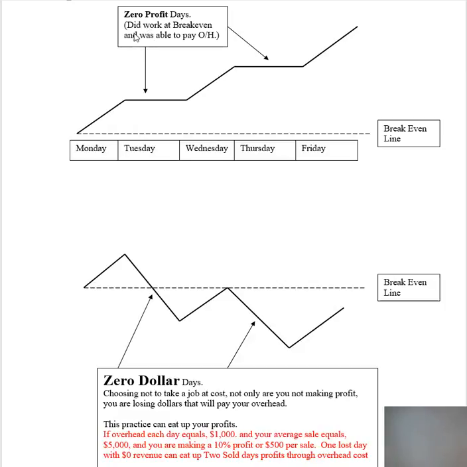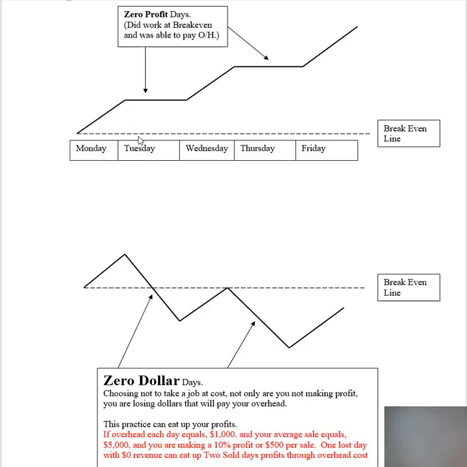Up top here, this company did work at break even and was able to pay overhead and to make money. So let's take an example of 2 mindsets of companies and sales managers, of how you would run your department. Let's take a 5-day work week and I'll show you what happens in a 5-day period. Understand that this price here is ridiculous, $1,000 overhead, that's not going to happen, but the math is easier to explain.